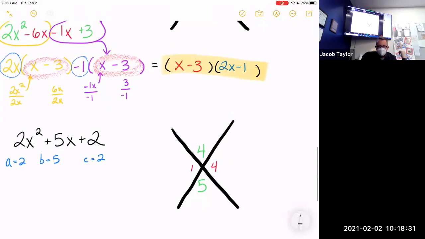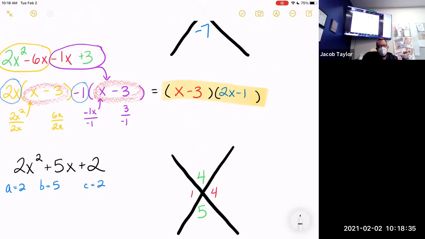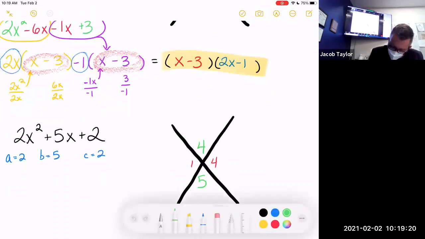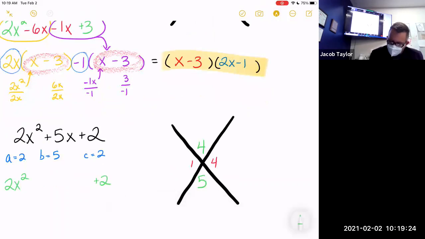Rowdy is absolutely right about those numbers, 1 and 4. Outstanding job. So now what? So what do we do next? Yeah, I think you put a 3 on the end there. I think that's supposed to be a 2. But I'm just going to copy what's on Rowdy's paper because it's exactly right. The 2x squared stays the same and the plus 2 on the end stays the same. But in the middle, the 5x becomes plus 1x plus 4x.